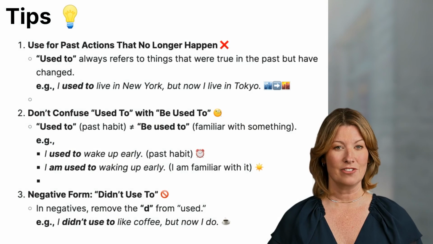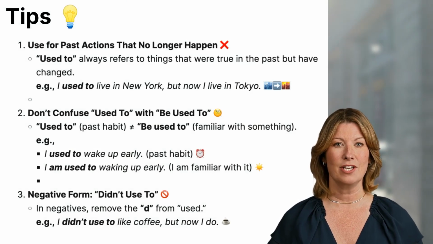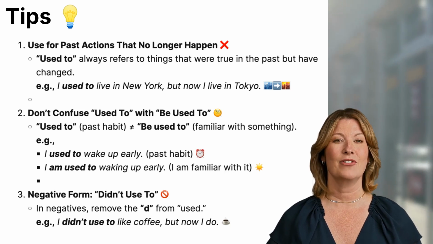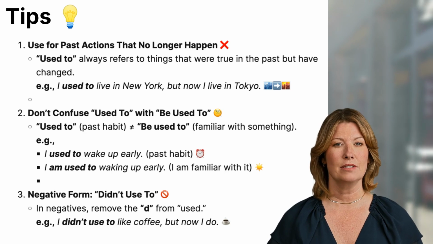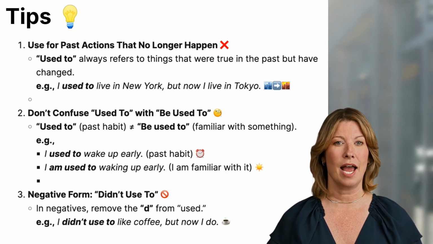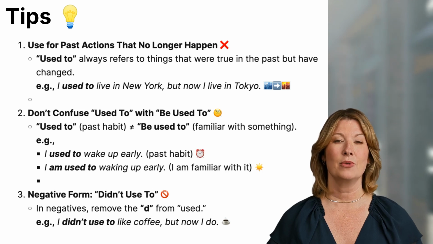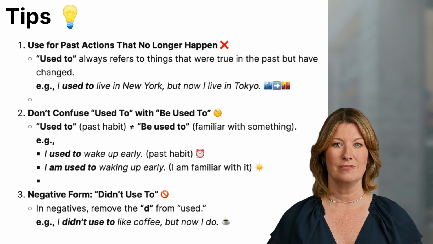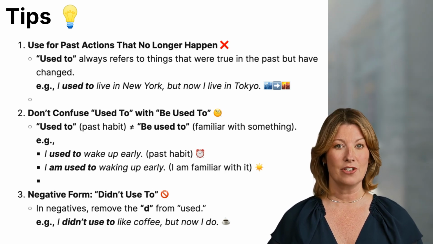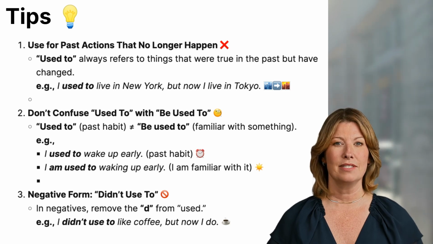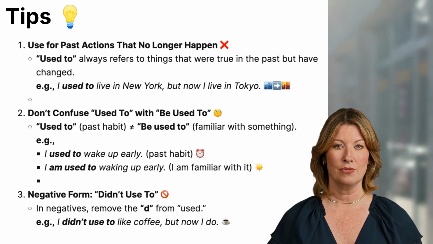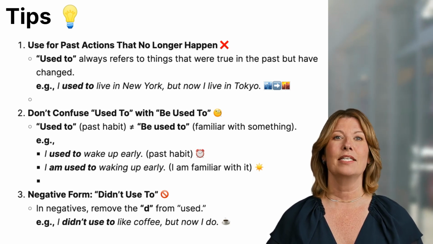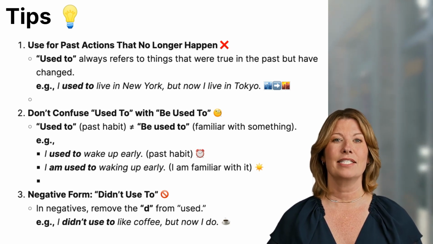Now that we've covered the different ways to use used to, let's go over some important tips to help you use it naturally and correctly in conversations. 1. Use for past actions that no longer happen. Remember, used to is always about things that were true in the past but are no longer true now. Example, I used to live in New York, but now I live in Tokyo. This means that living in New York was true before, but now the situation has changed. Another example, he used to work as a teacher, but now he's an engineer.